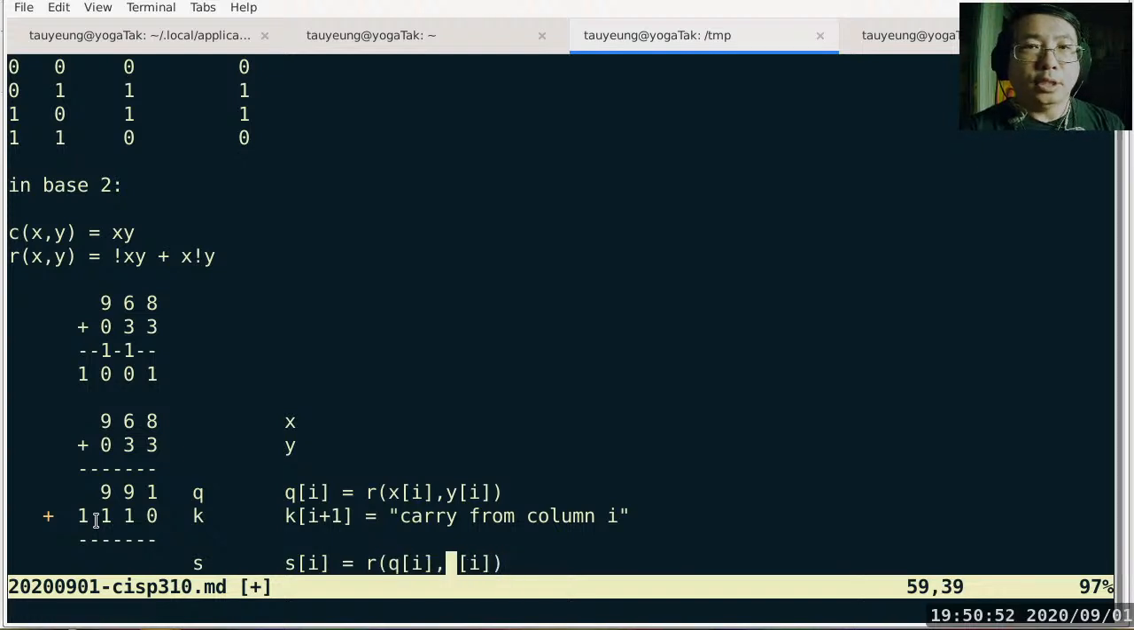In other words, it doesn't need to refer to a previous column. It just needs to look at the Q value and the K value of the same column, and then perform the single digit addition, and whatever the result is the answer. So now we have 1 plus 0. The single digit result of 1 plus 0 is a 1.